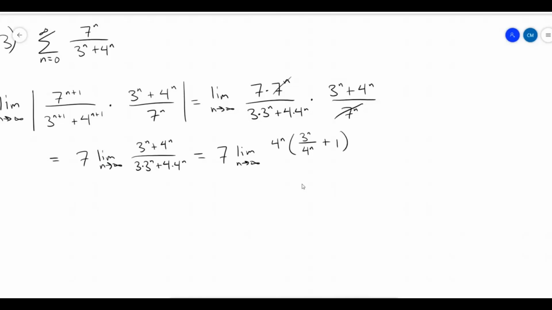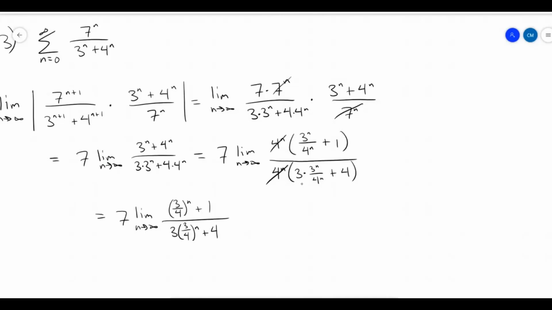I'm going to do the same thing here. I'm going to factor out a 4 to the n. What's that going to do? That's going to leave us 3 times 3 to the n over 4 to the n. So why did we do that? Well, now we can cancel those, which is kind of nice. And then realize that 3 to the n over 4 to the n is the same as 3/4 to the n. And then in the denominator, same thing.